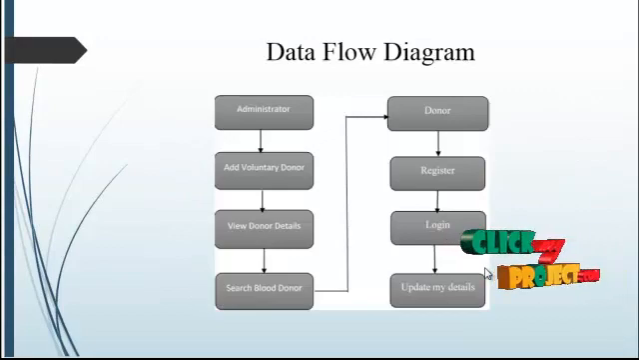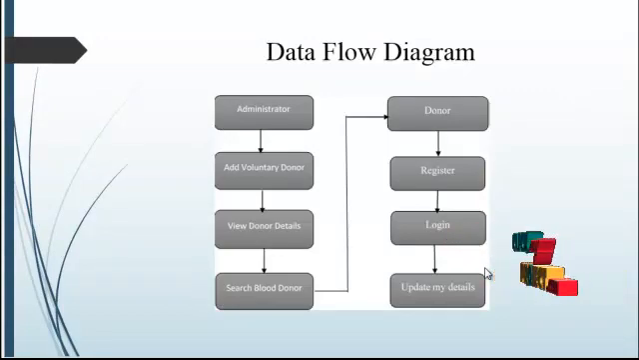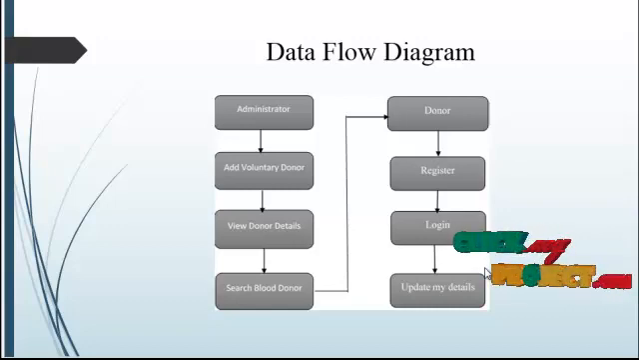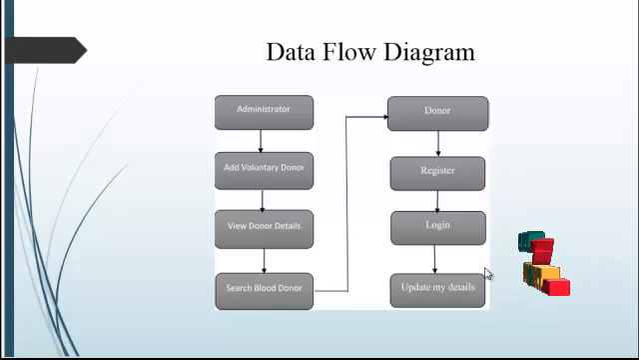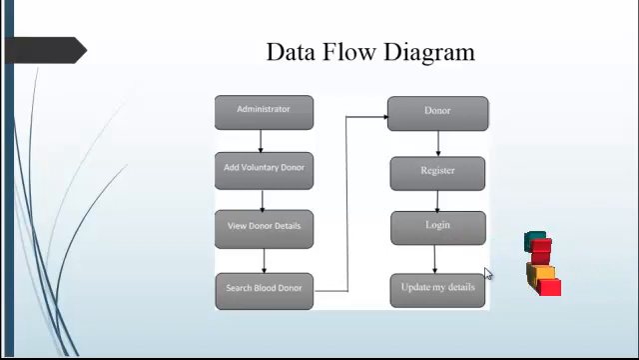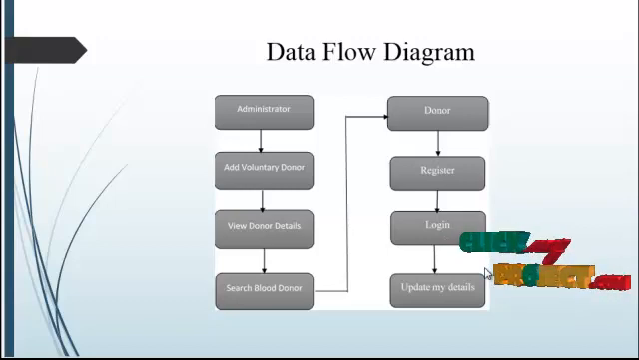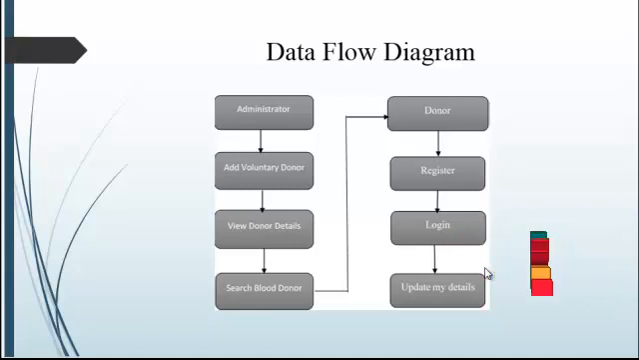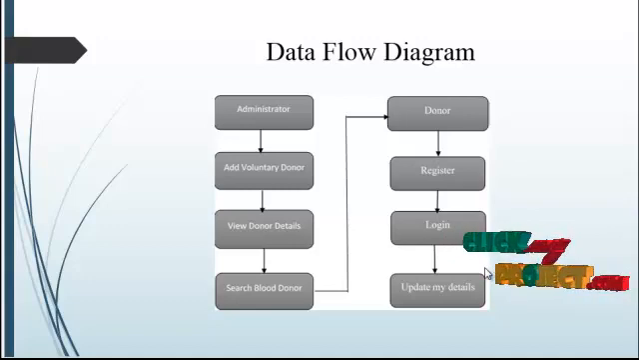In this data flow diagram, I have two modules. One is the administrator and another one is the donor module. In this donor module, those who donate blood to the blood bank first of all have to register their personal details along with their phone number and mail ID. After registration, they log into the page and update their details also.